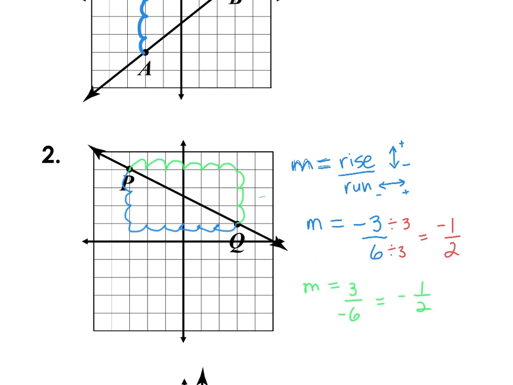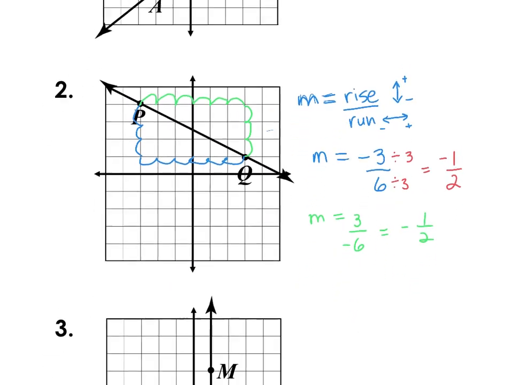Negative 1 over 2 is the same as positive 1 over negative 2. So it doesn't, like I said, doesn't matter. Just one point on the line to another point. But you can't count diagonally. You have to say how much up or down it is and then how much left or right it is.